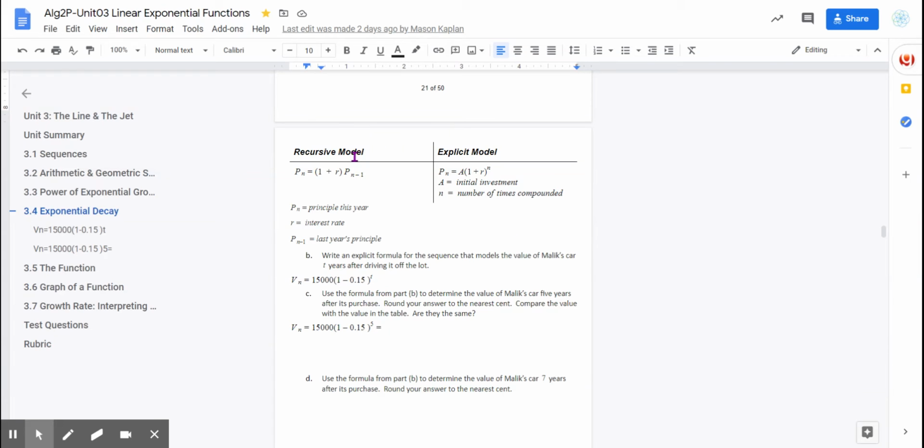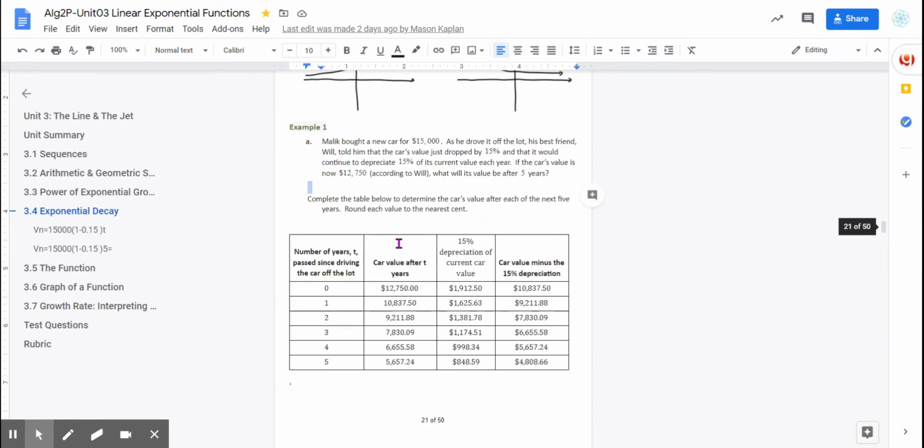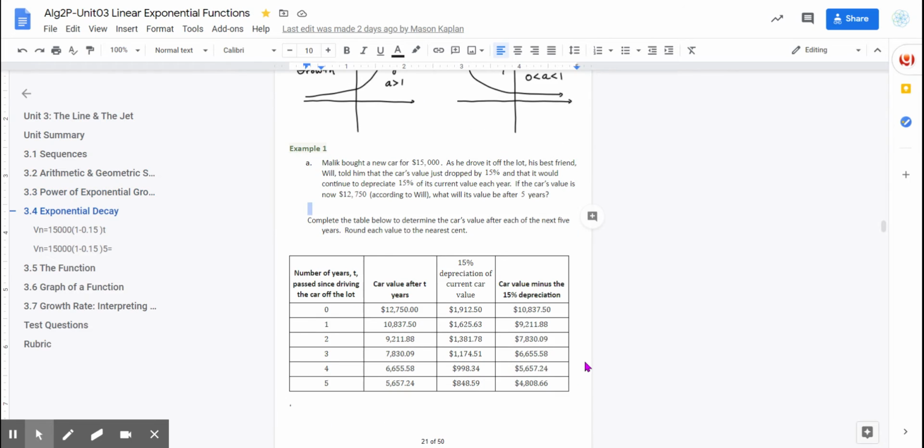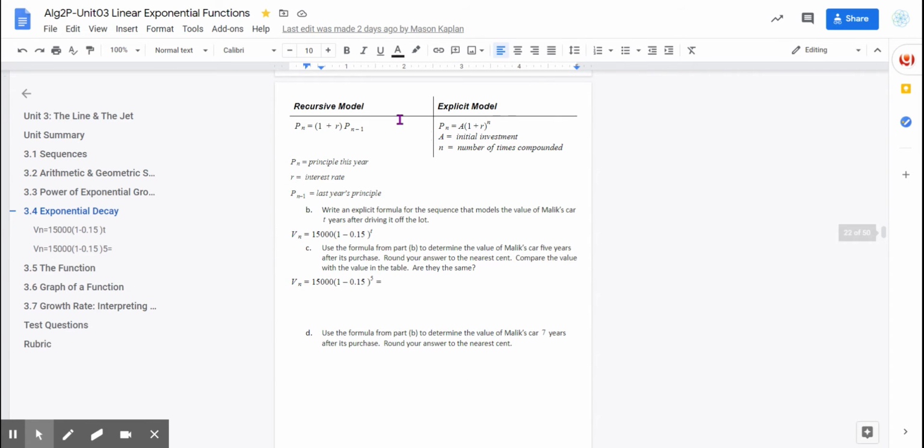Welcome back. Today we're going to be continuing our conversation about exponential decay, looking at the depreciation of assets, which is a fancy way of saying most stuff is worth less over time. In order to do that, we're going to look at these two models, the recursive model and the explicit model.